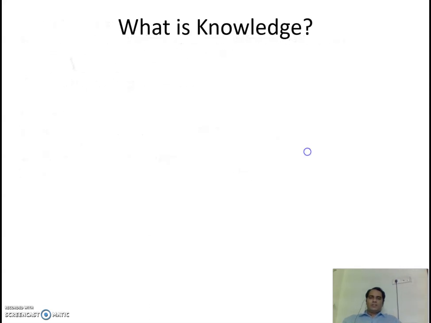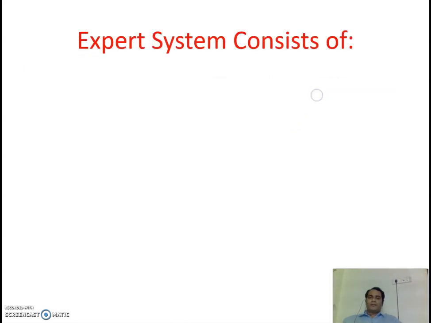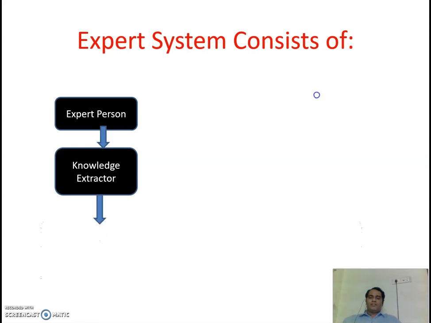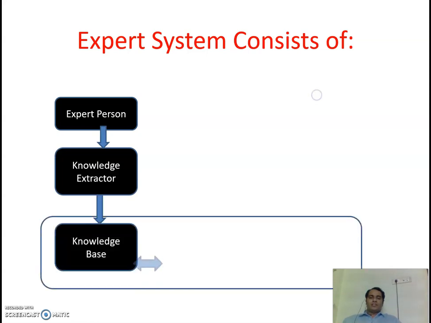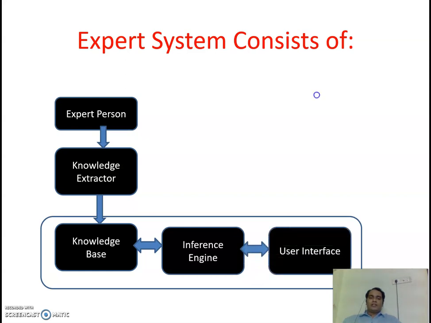What is knowledge? Awareness or familiarity gained by experience of a fact or situation. And an expert system consists of all these components where our concentration is majorly on the knowledge base. How to create a knowledge base? An agent which has got the knowledge base. How the knowledge can be represented. So that's what our major aim for this unit.